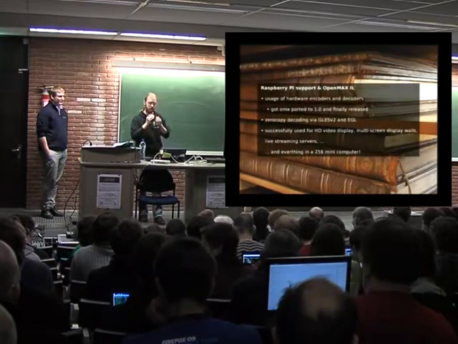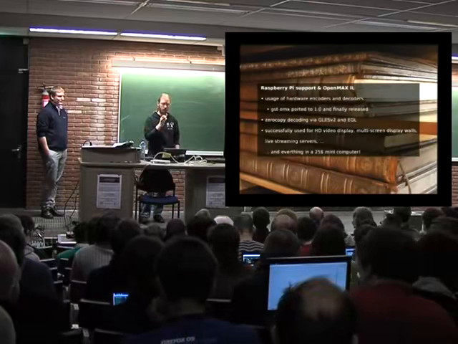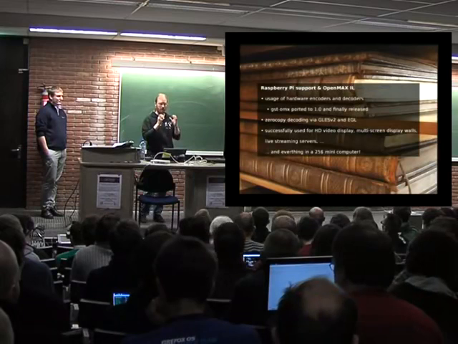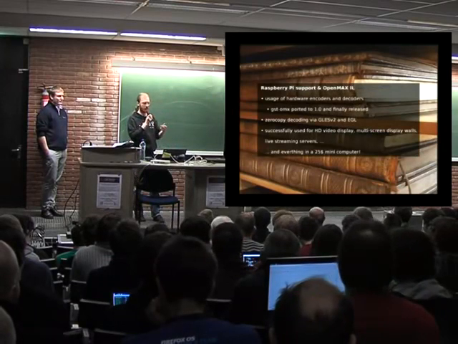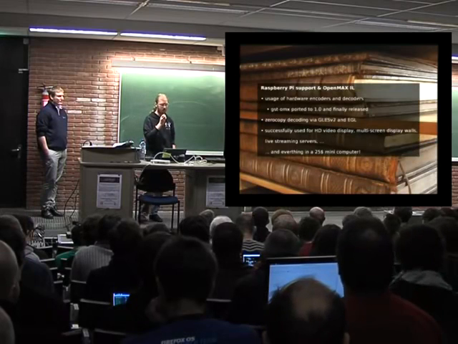So especially on the Raspberry Pi, what we now have is a proper integration of OpenMAX IL. What is now possible, for example, is that on this $25 mini computer, you can have HD video decoding going zero copy to the display. It's just happening extremely fast without using any CPU.